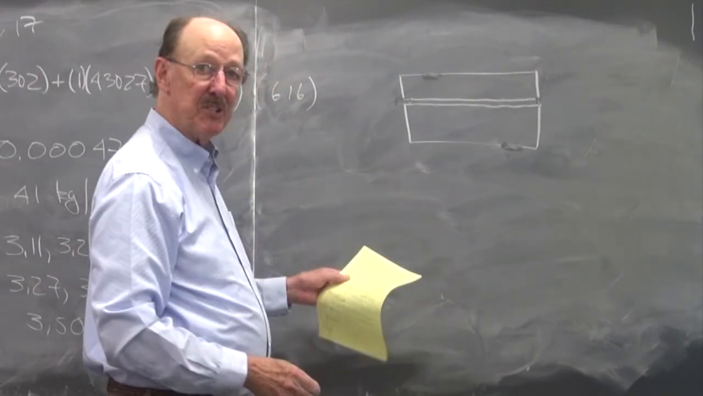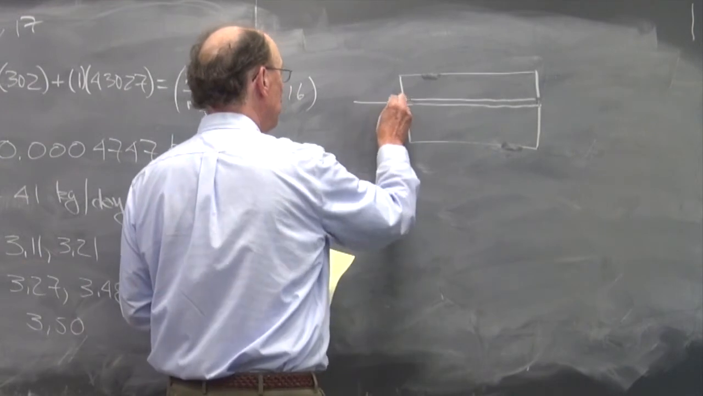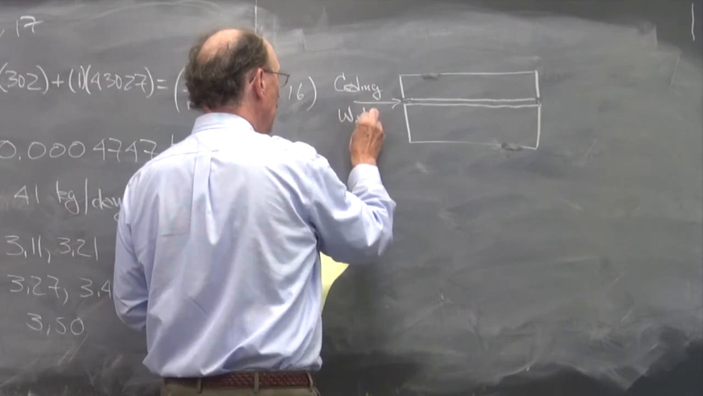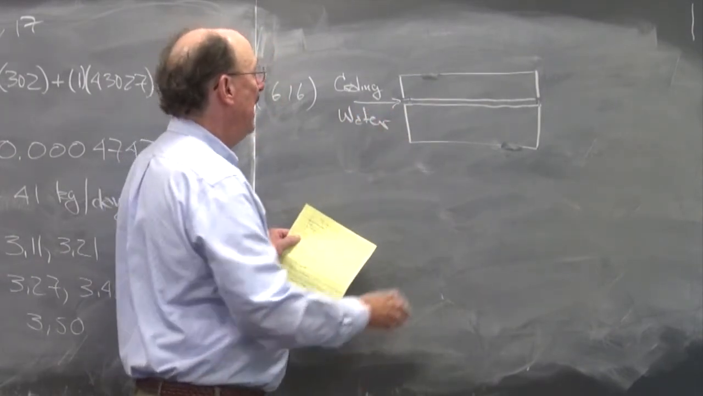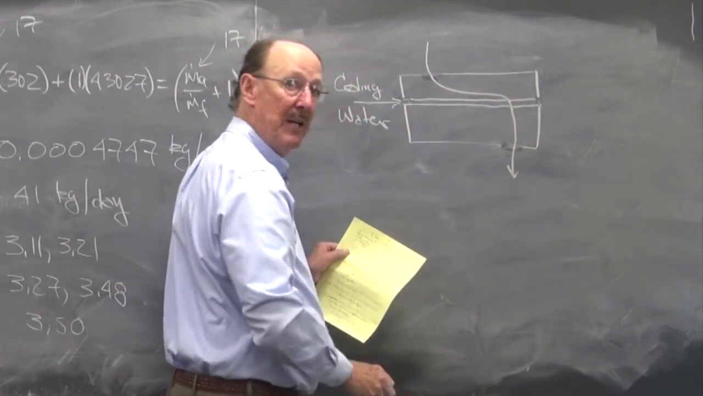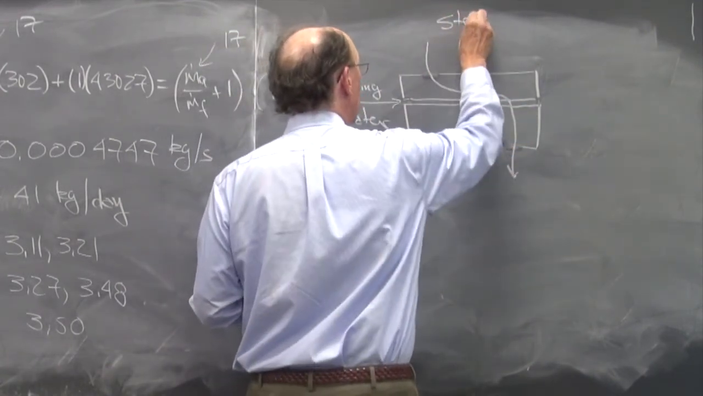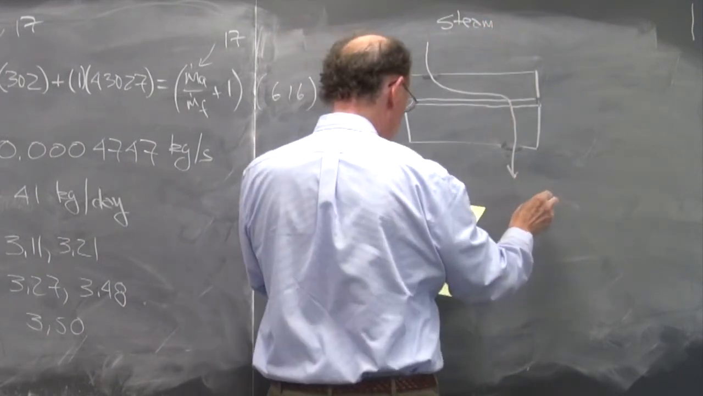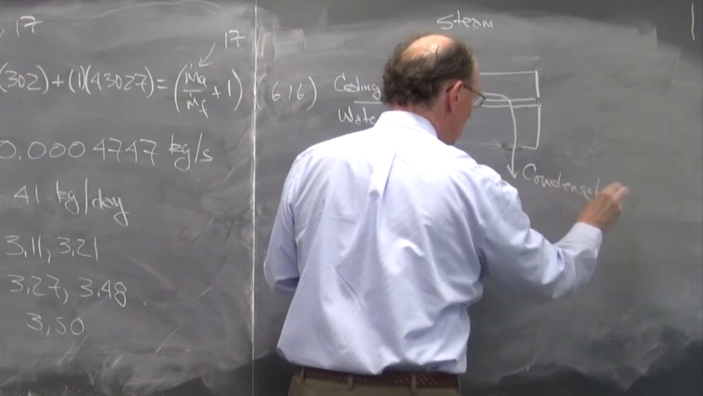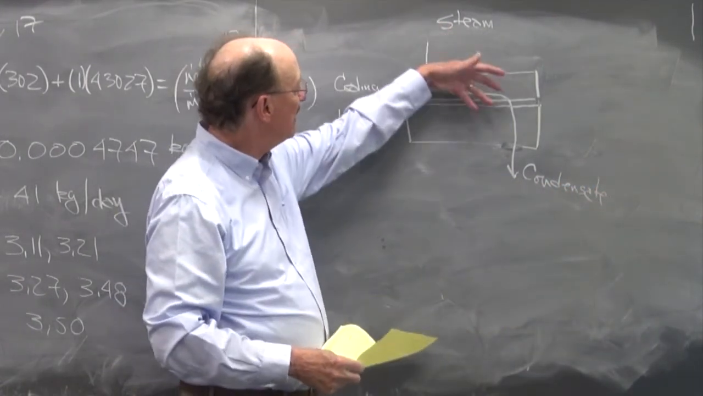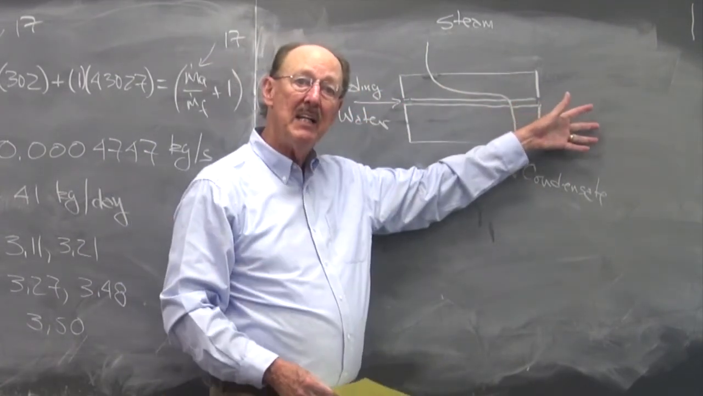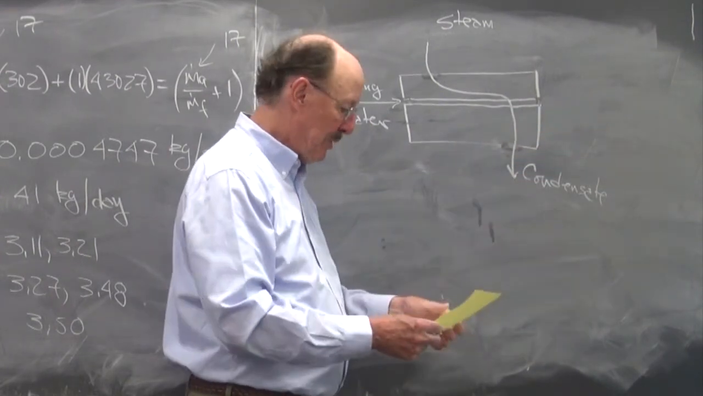So I'll have cooling water, the cooling medium, go through the tubes, and I'll have steam come in and go over the tubes. And then I'd have a condensate come out. So the steam comes in and condenses as it flows over the tubes. The water goes through the tubes and increases in temperature. So that's what's going on.